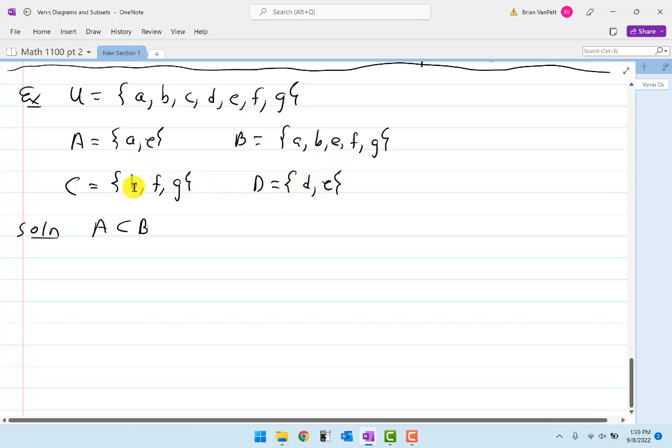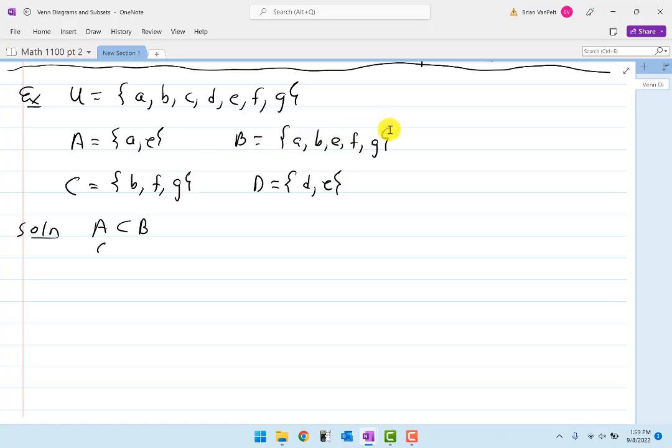But I do notice if I look at C, BFG is inside of it, and I notice that BFG is also inside of B. So I have C is a proper subset of B also.